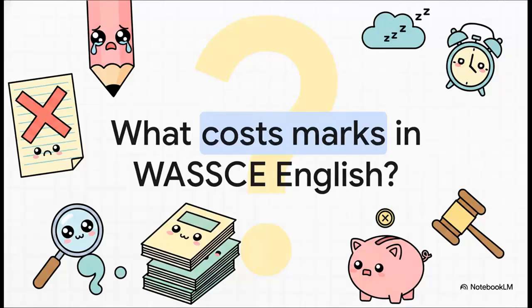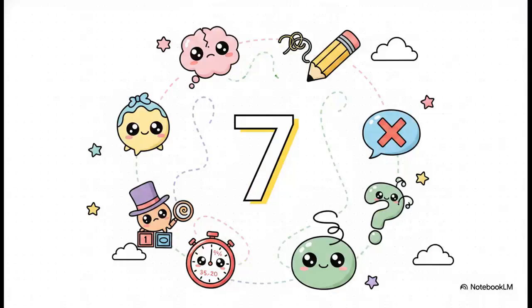Think about it. Examiners are reading thousands upon thousands of papers. Because of that insane volume, they have very specific criteria they're looking for and incredibly specific errors they will instantly penalize. And according to the source material we're examining today, there are exactly 7 of them. Yep, just 7 common grammatical pitfalls standing between you and that top-tier grade you're aiming for.